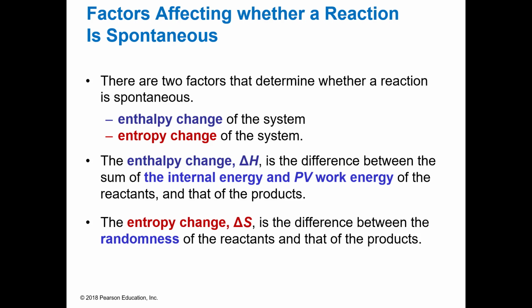There are two factors that are going to determine whether that reaction is spontaneous. One is the change in enthalpy of the system, which we already learned about, and the other is the change of entropy. Enthalpy we know is delta H, and it's the difference between all of the internal energy and the PV work energy of the reactants and the products. We learned how to calculate that by saying the energy of the products minus the energy of the reactants gives us that delta H. The entropy change, or delta S, is the difference between the randomness of reactants and products. What does that mean?